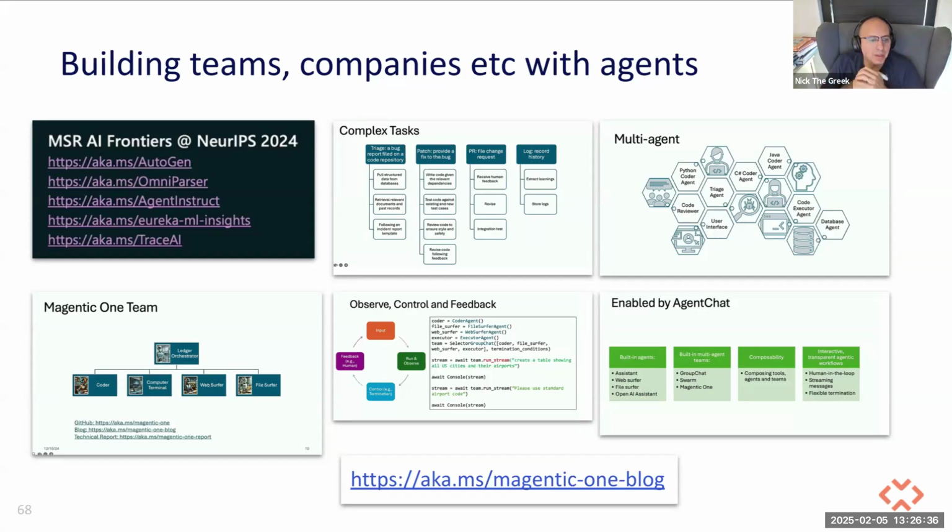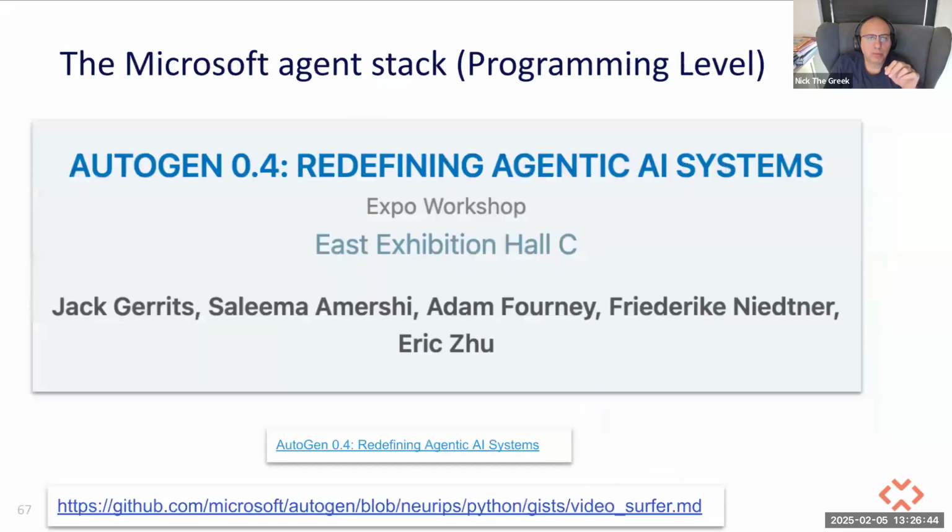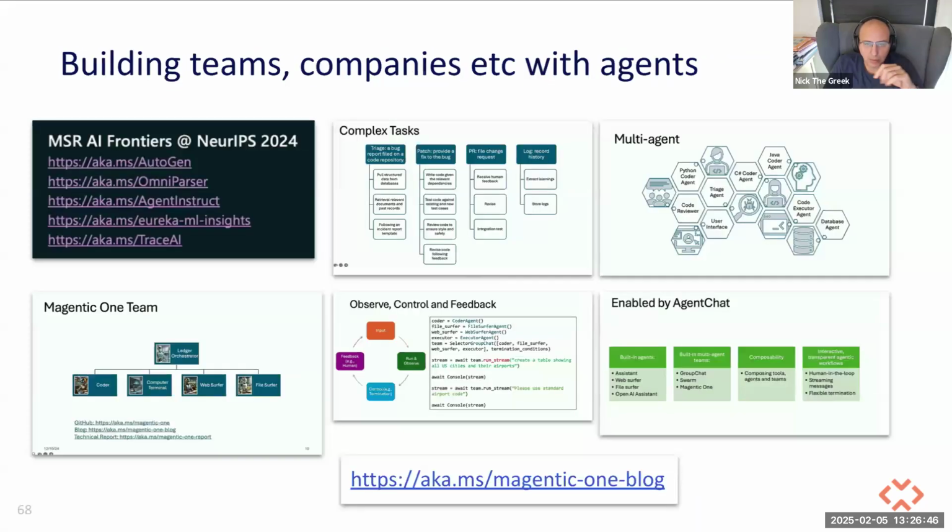Okay, so I think what you should, and they have this Magentic-One team. That's an example of what you can take from this. I think it was an expo. Yes, it was an expo. The 1 hour talk is about the programming model that they're using.